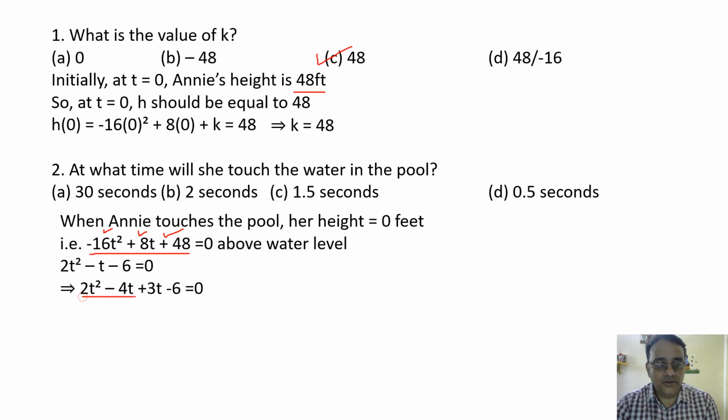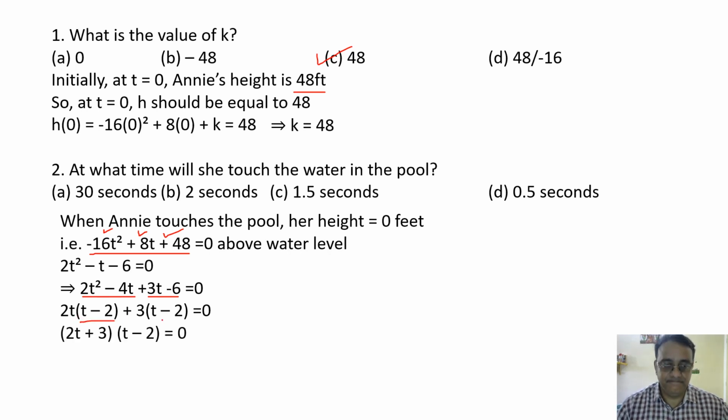So 2t is common here and 3 is common here. So we are getting t minus 2 into 2t plus 3. And finally we are getting t is equals to 2 and t is equals to -3/2. So time is never negative. Since time cannot be negative, therefore we have to neglect t is equals to -3/2.